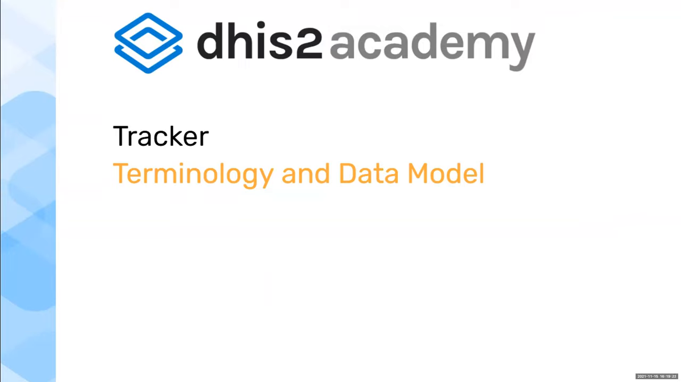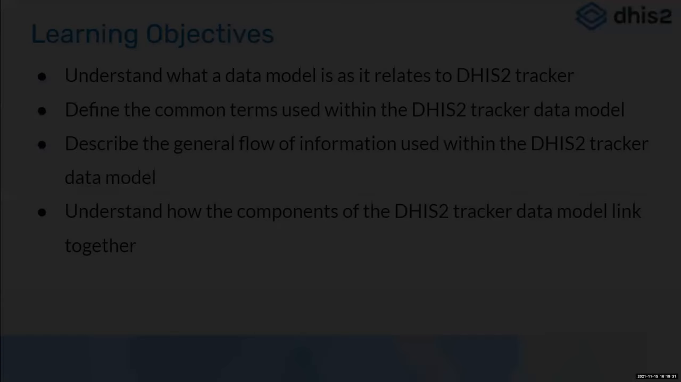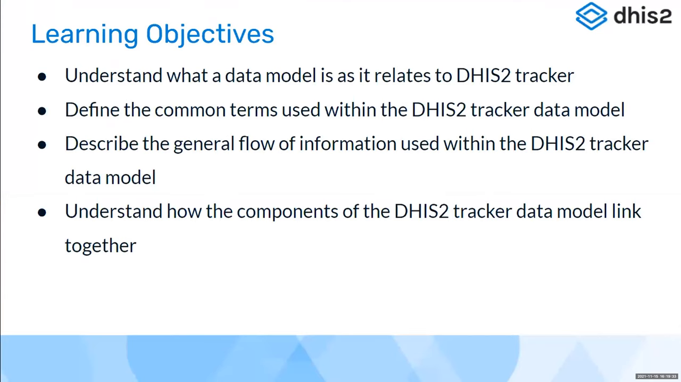So as Prosper mentioned, this session is going to be specifically looking at the tracker terminologies and the tracker data model itself. So the learning objectives are, first of all, we want to understand what it means by tracker data model. How is it related to DHIS2? And of course, look at what the terms and concepts related to the DHIS2 tracker data model are. And of course, look at the generic flow of information within any of the tracker use cases. And lastly, we're going to look at how different components within the DHIS2 tracker data model are linked to one another.